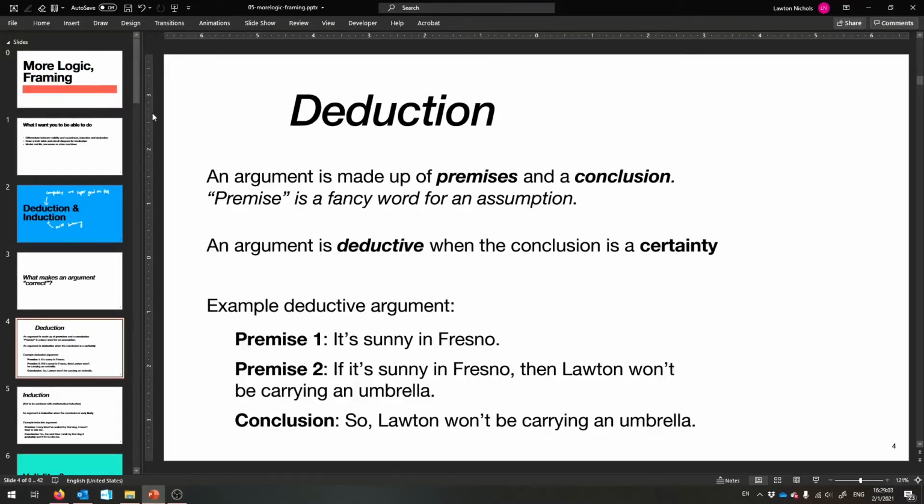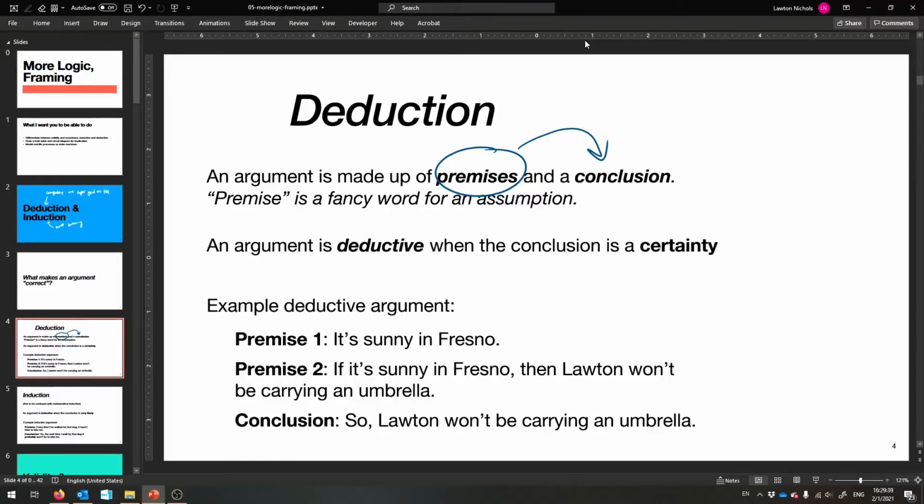So an argument is deductive, we say, when the conclusion is like a certainty. It is something that is going to definitely be the case if the premises are true. So there's parts of an argument, and let's define those. So an argument is made up of premises, like things that you're assuming, because premise is just a fancy word for assumption for no good reason. And then from these premises, you're trying to prove this conclusion. Okay, you're using them in that way. And so if you have a deductive argument, that means that your conclusion was a certainty.